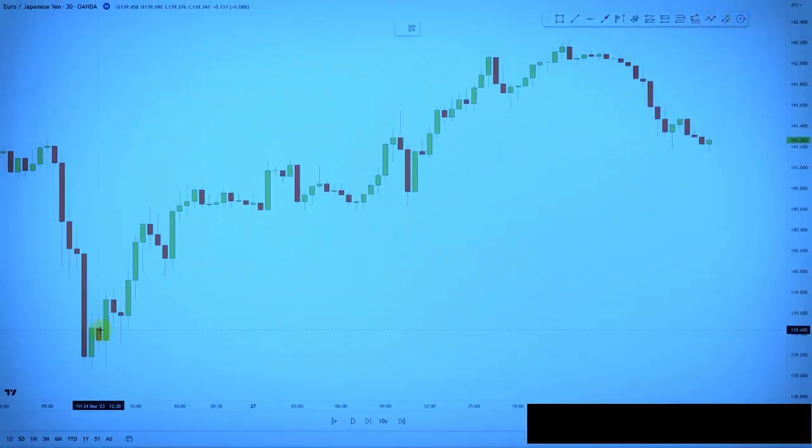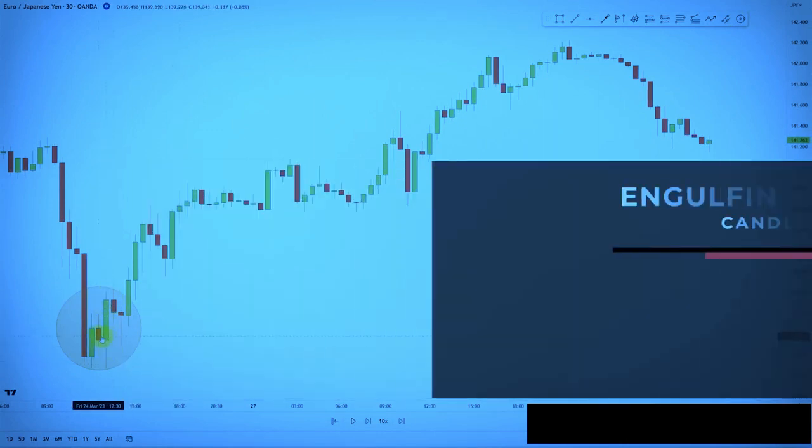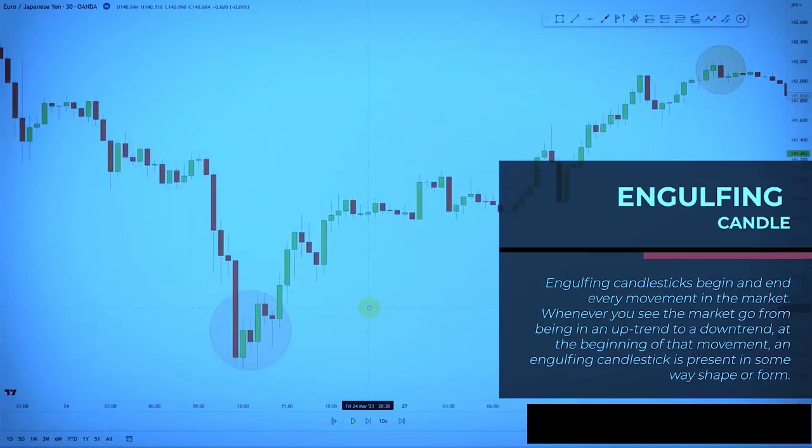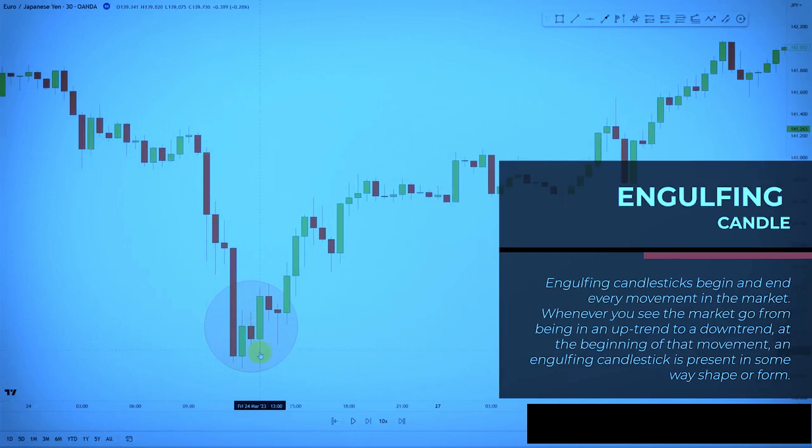Another candlestick which must be highly important in your day trading activity is the engulfing candle. Firstly, engulfing candlesticks begin and end every movement in the market. Whenever you see the market go from being in an uptrend to a downtrend, at the beginning of that movement, an engulfing candlestick is present in some shape or form. Engulfing candles are the result of big money coming into the market, usually by large banks or other financial institutions. This is what makes engulfing candles such a great entry trigger.